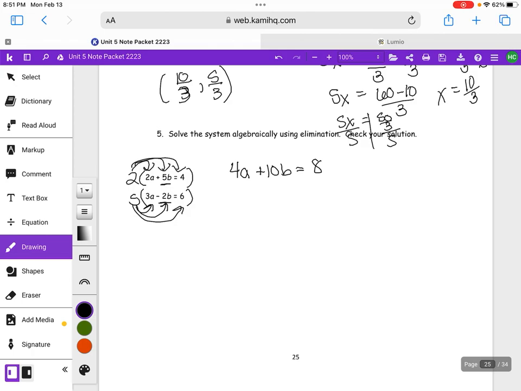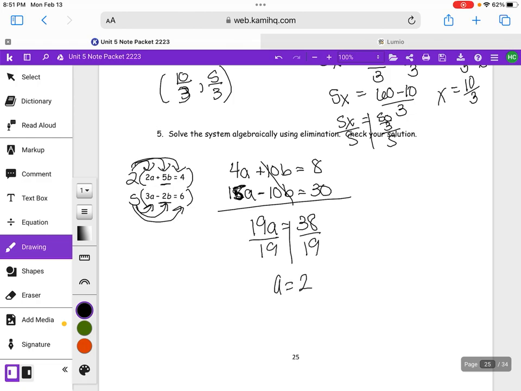And then 15a minus 10b is equal to 30. Now I have a positive 10b and a minus 10b, so those will cancel when I add. So I'll get 19a is equal to 38. Divide by 19, divide by 19, a equals 2.